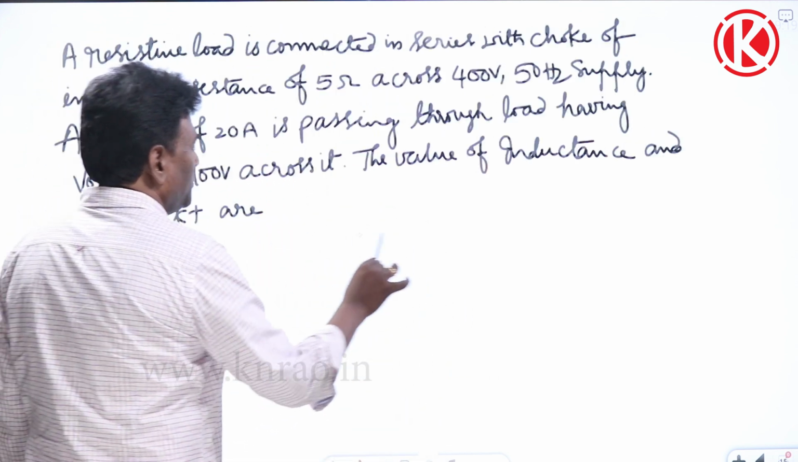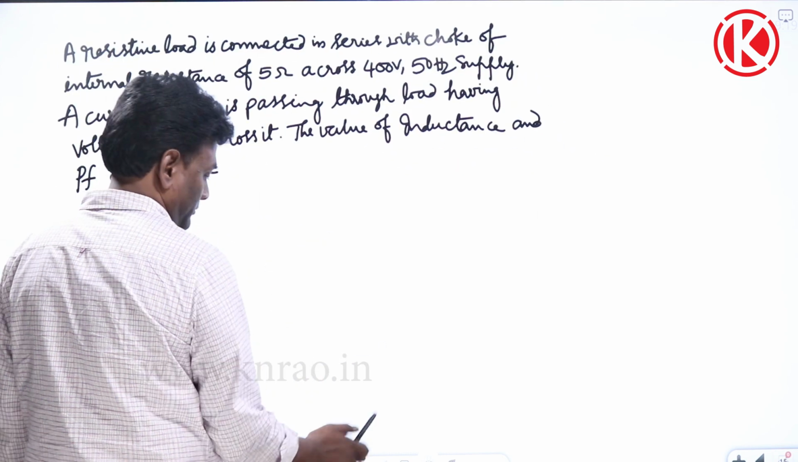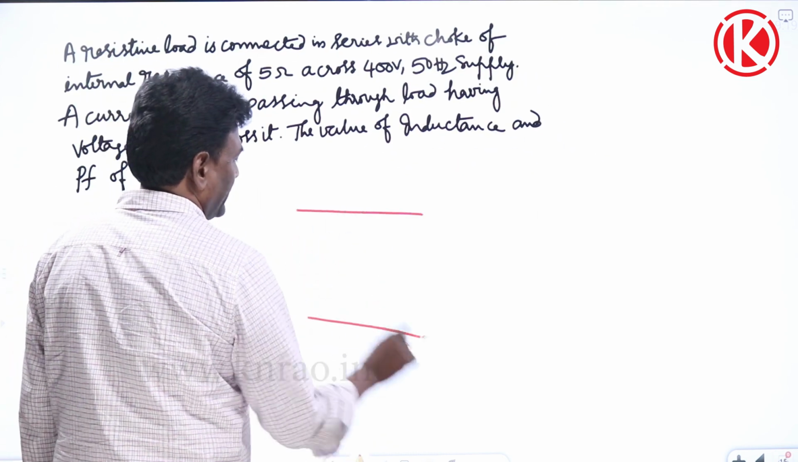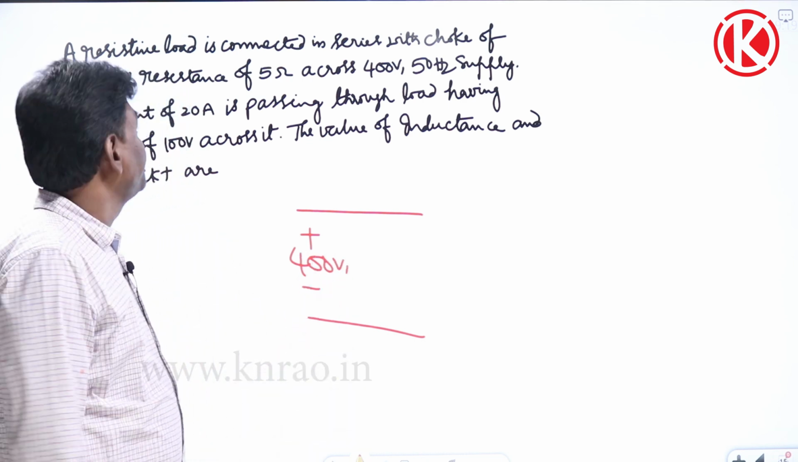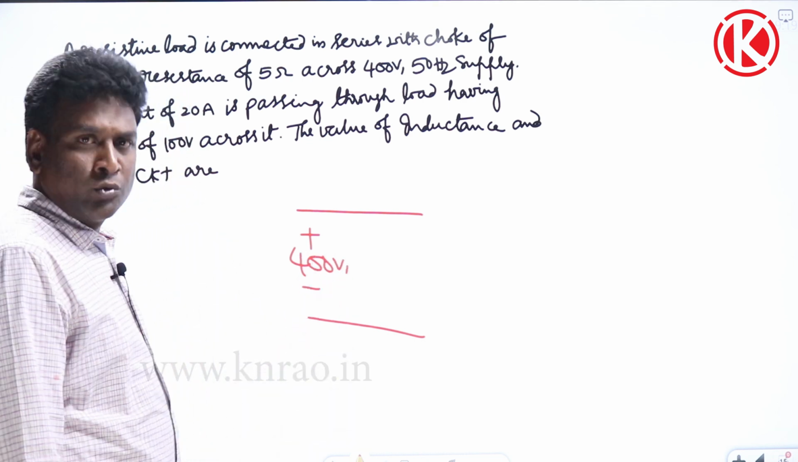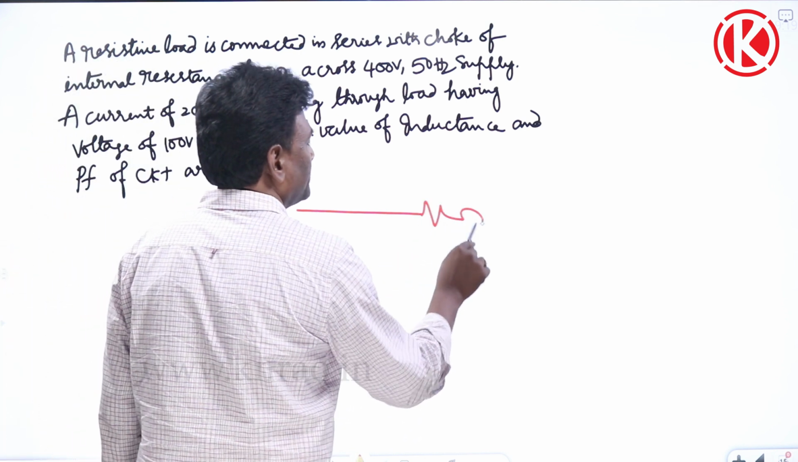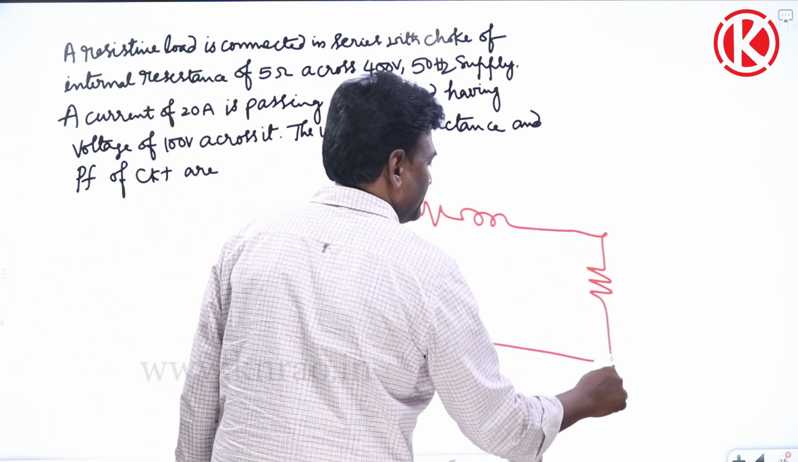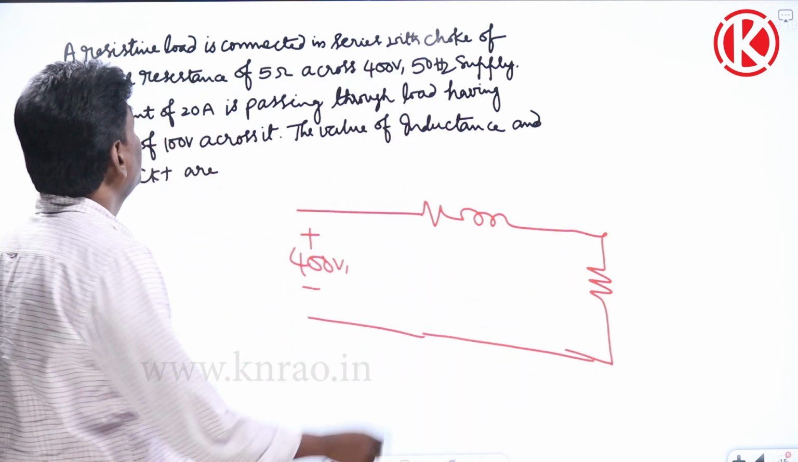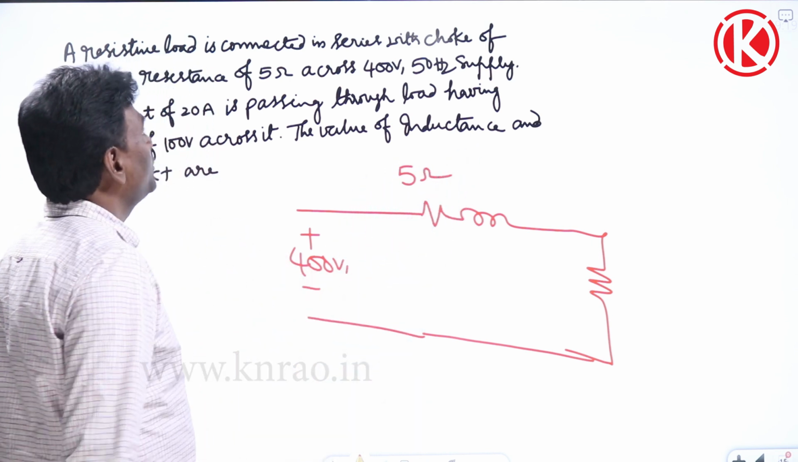Now, input, they have given 400 volts, 50 hertz supply, and they connected it through a choke. The choke will have resistance and also inductive reactance. And to that, a resistive load is connected. The resistance value is 5 ohms, they have given, and the reactance value we don't know.